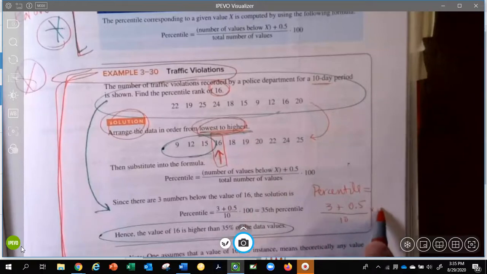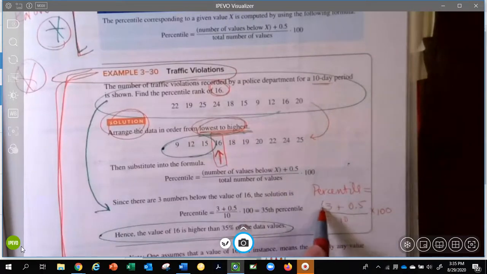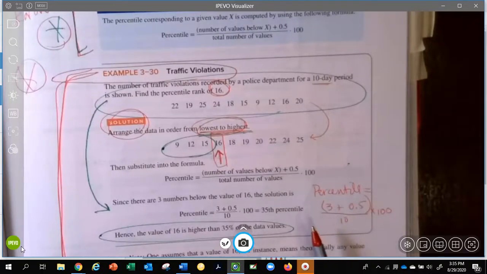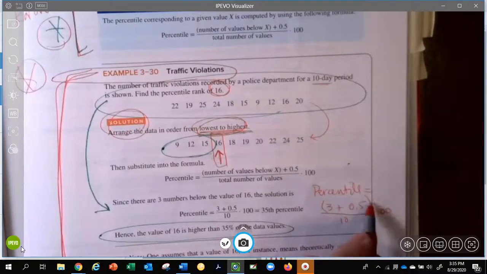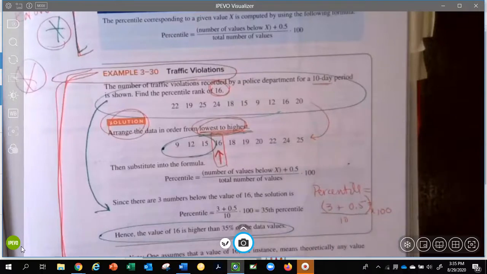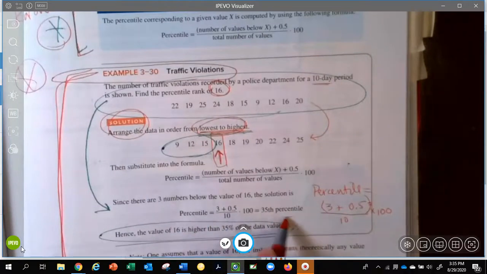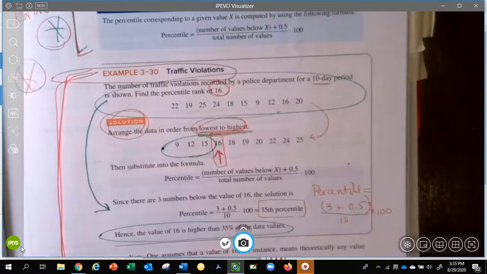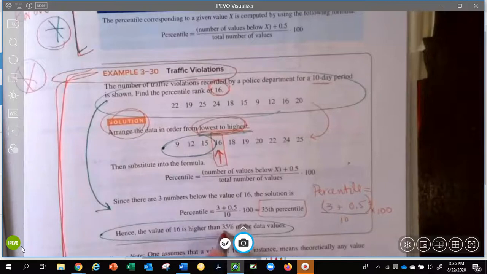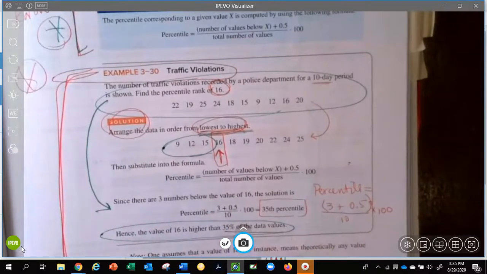And then it says multiply by 100. When I punch this in on my calculator, I treat the numerator as if it is a set of parentheses, and I will always hit equals behind that. We'll divide by 10, we'll multiply it by 100, and then out pops 35. Hence, the value of 16 is higher than 35% of the data values.